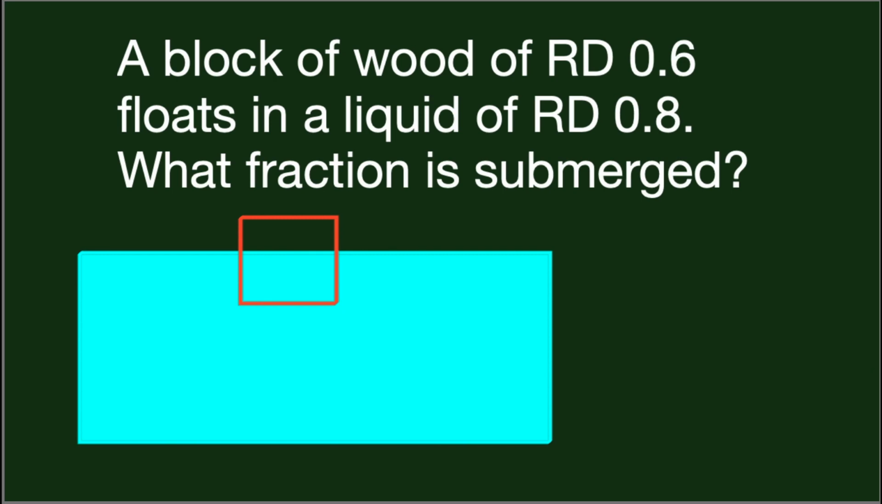Here we have a block of wood of relative density 0.6 floating in a liquid of relative density 0.8. Relative density is the density of the object divided by the density of water. So, we want to find what fraction of it is under the surface of the liquid. So, we start the problem by saying, let the fraction be F. Let the total volume of the object be V. So, F times V is the volume of the liquid displaced. That's the volume under the surface. That much liquid has been displaced when the object came in.